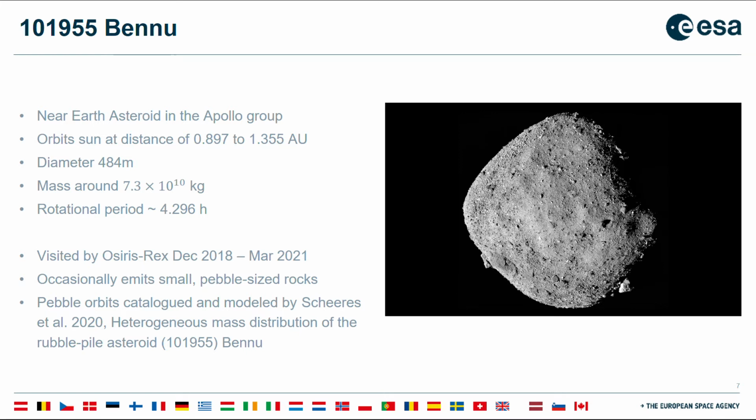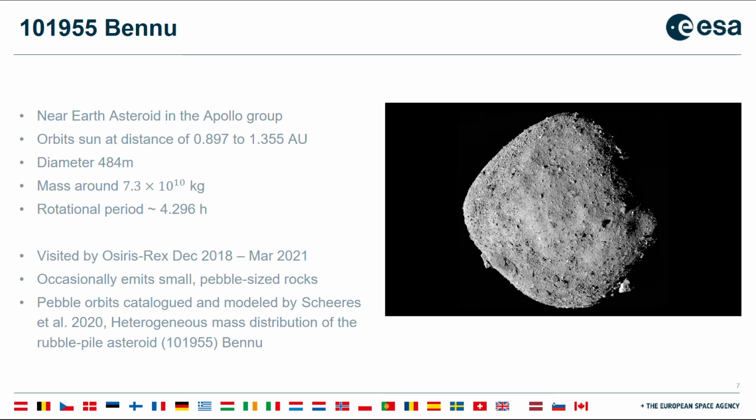It has a diameter of 484 meters, plus minus 10, and a mass of around 7.3 times 10 to the 10 kilograms. It rotates around its axis roughly every 4 hours. The picture you see here on the right is already aligned with the rotational axis, so that you have the equator in the middle and then an axis going from top to bottom.